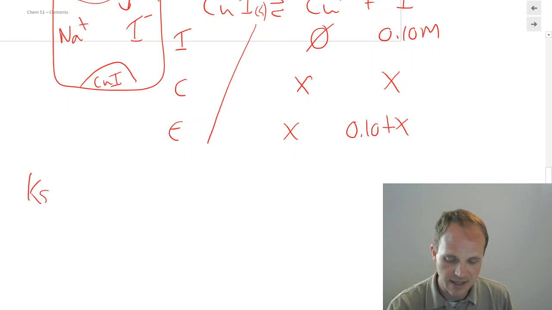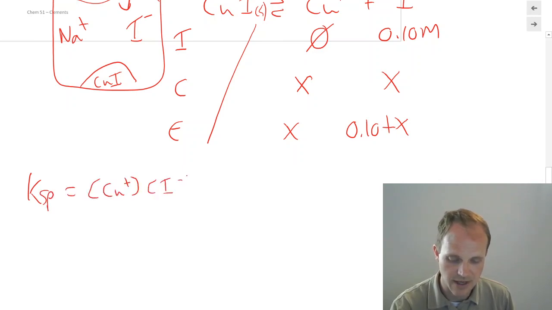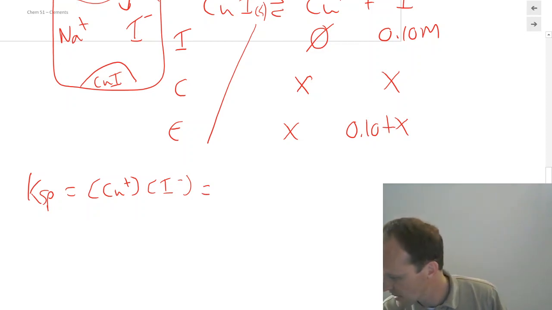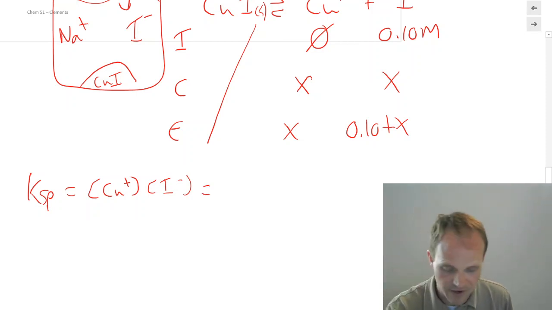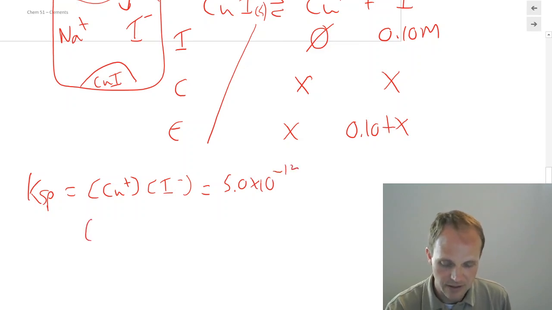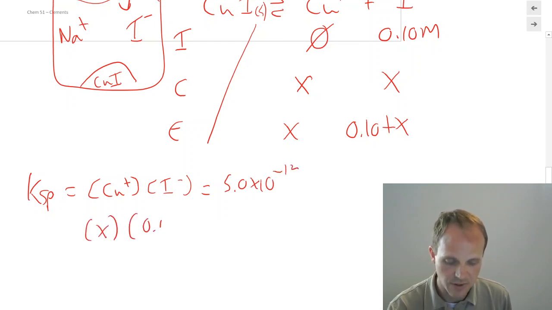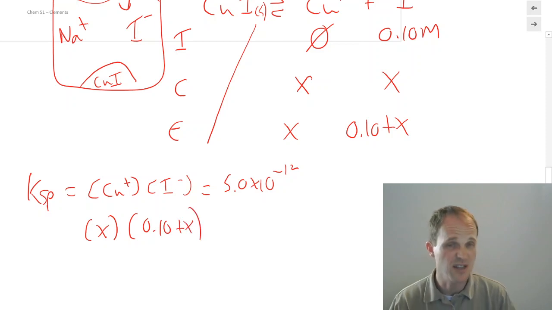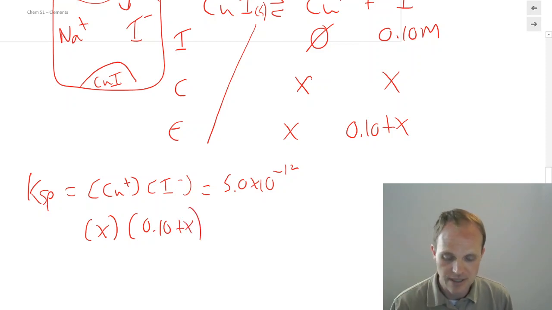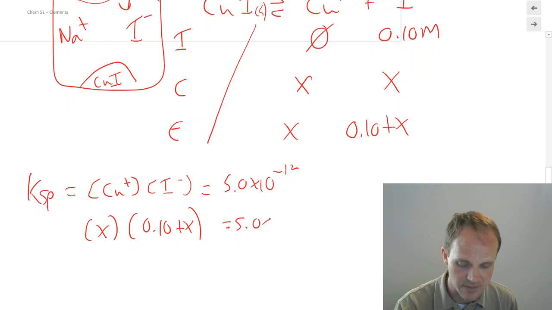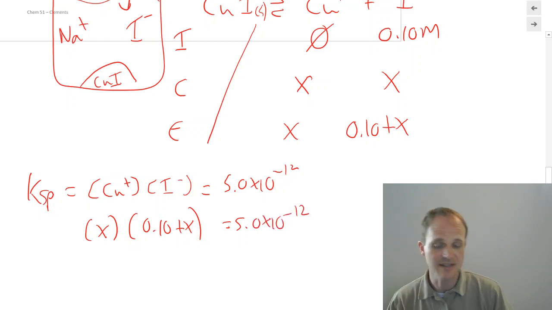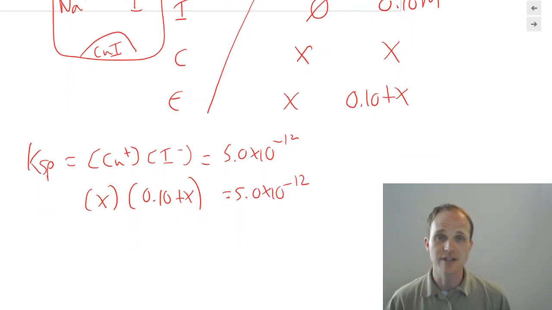We still write our Ksp expression: the concentration of copper times the concentration of iodide, and that's going to be our Ksp, which I just said is 5.0 times 10 to the minus 12th. And then we plug in copper is x, iodide is 0.10 plus x. Everybody's to the first power because there are no stoichiometric coefficients. And so we get that as 5.0 times 10 to the minus 12th. You might recognize that as a quadratic equation that you could certainly multiply out and solve using the quadratic formula, things like that.